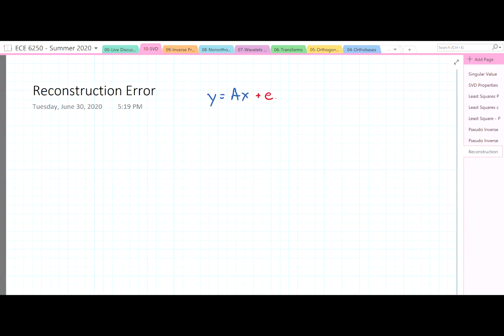So now, as we did before, we're going to add an error term to this and see what happens. We'll define two things here. The first is we have this case y is equal to Ax plus e, and we'll say that our least squares solution is equal to A pseudo-inverse times y. And that then comes out to be A dagger A x plus A dagger e.